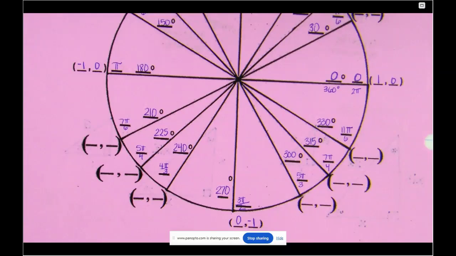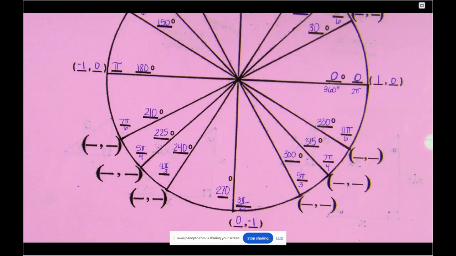Now, sine of 45 is what? 1 over root of 2, which is square root of 2 over 2. Remember we have to rationalize those. So square root of 2 over square root of 2 times... this is square root of 2 over 2. What's the cosine of 45? Square root of 2 over 2.